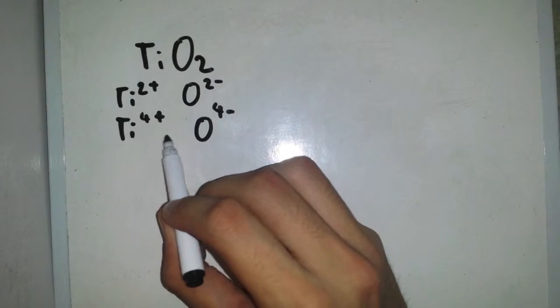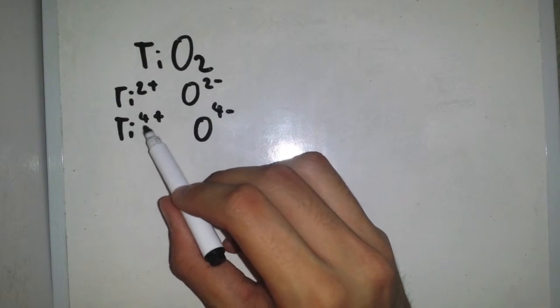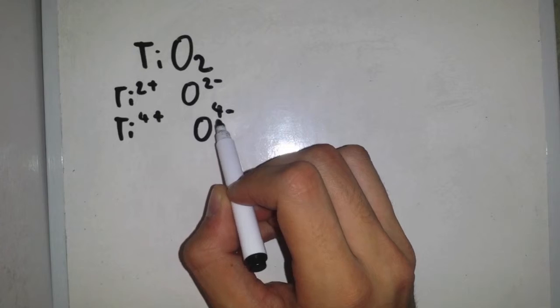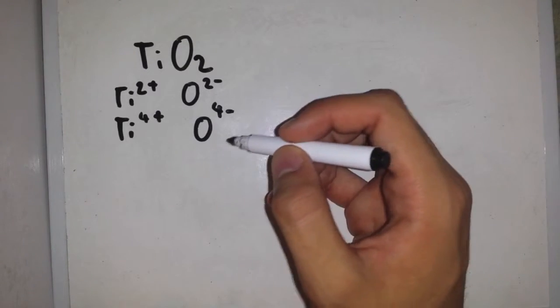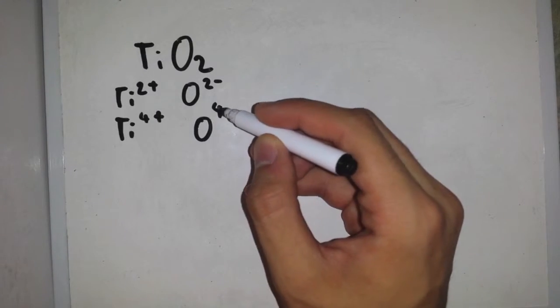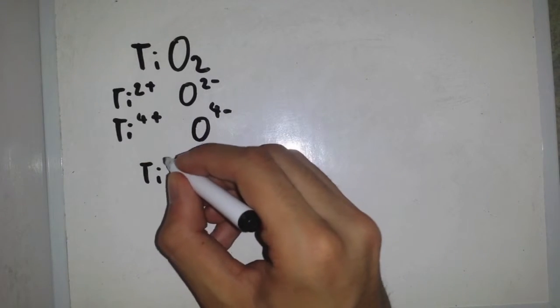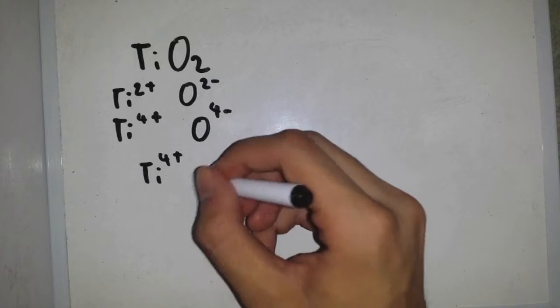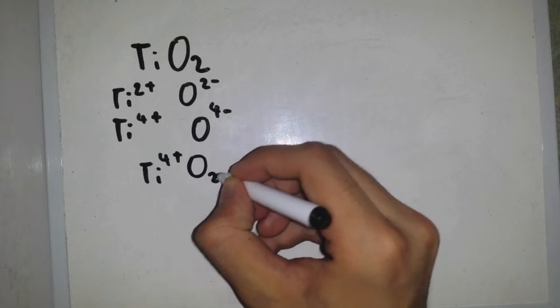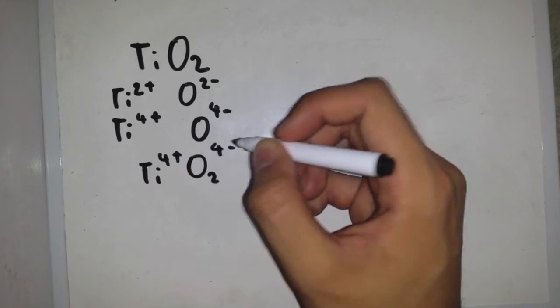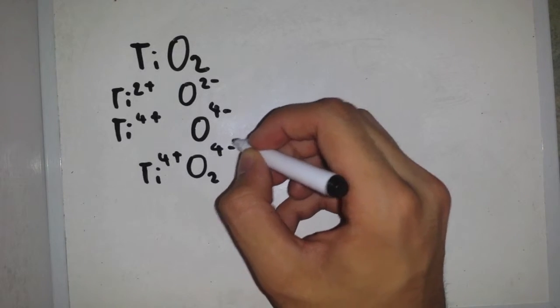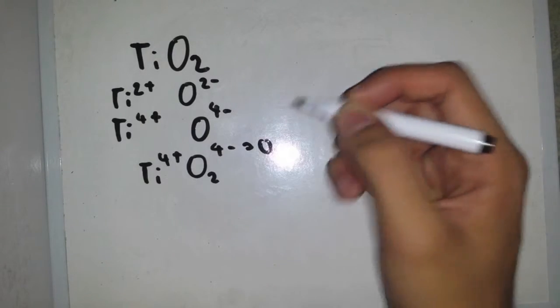So titanium has to be the 4+ power, because this cancels out with this, leaving it with a total of 0, and that's what you want. You want the total of the powers to come out to exactly 0. So titanium with a 4+ and oxygen 2-, these two cancel out. So that the charge is equal to 0, so that's good.